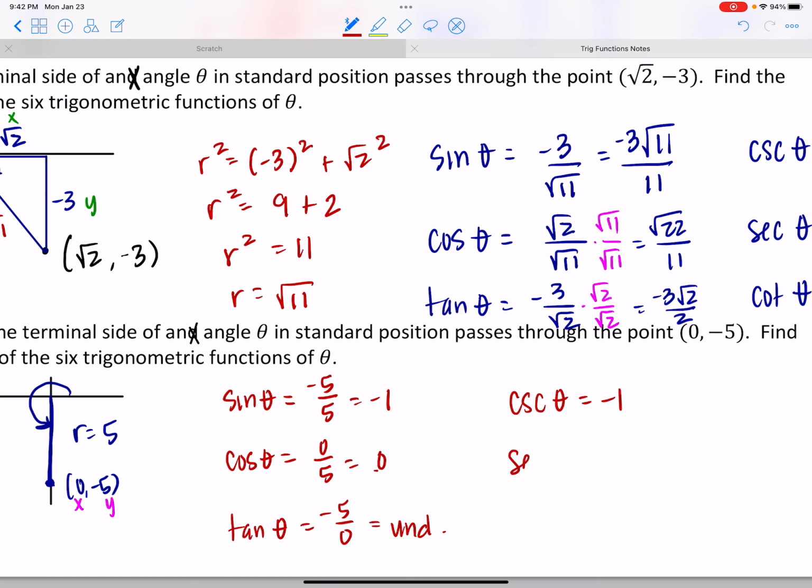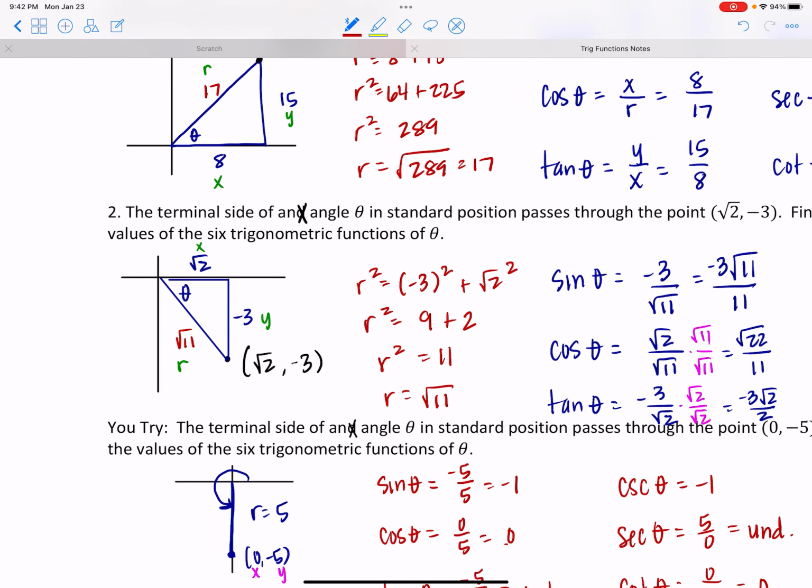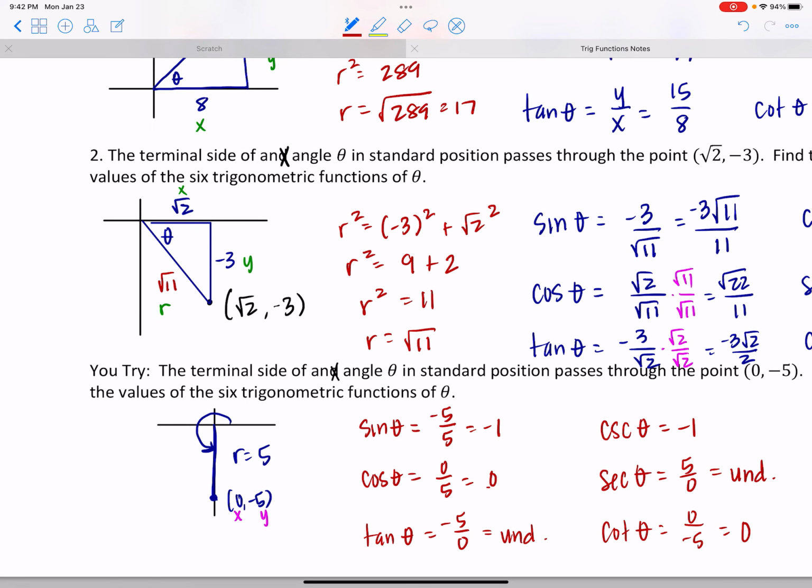The secant as the reciprocal of cosine would end up being 5 over 0, so this one's going to be undefined as well. And then the reciprocal of tangent is going to be cotangent. So if we flip this one over, 0 over -5, well, that's going to be 0. So 0 in the numerator is fine, but 0 in the denominator, undefined. And they're all 6 ratios. Okay, so quadrantal angles a little easier than the others. We don't have to find the radius because we're just counting along our axis to get that radius.